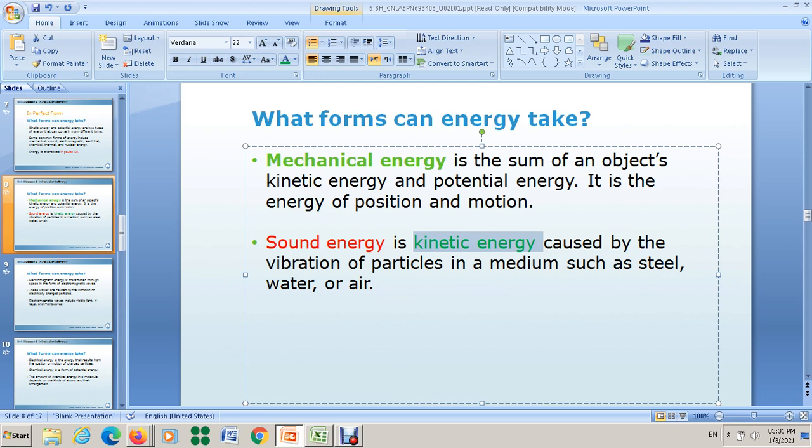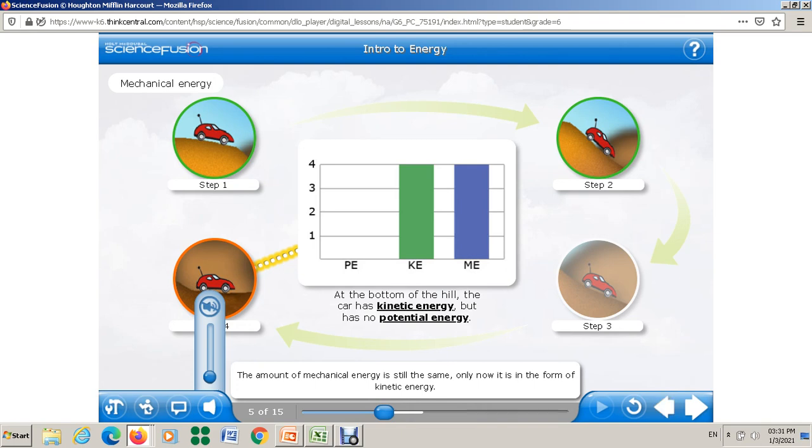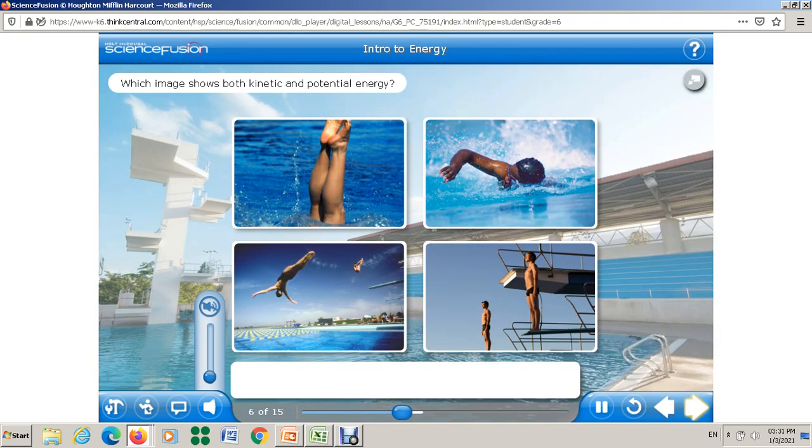Because of this vibration of the vocal cords, this energy will be transferred and travel through the particles of air, or particles of anything, the medium, to make the sound. So sound is caused by the vibration of particles in a medium such as steel, water or air. Let's listen carefully to this video to understand more about sound energy.